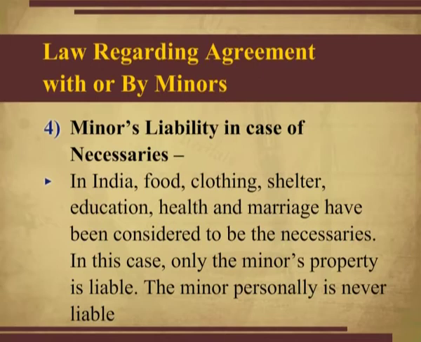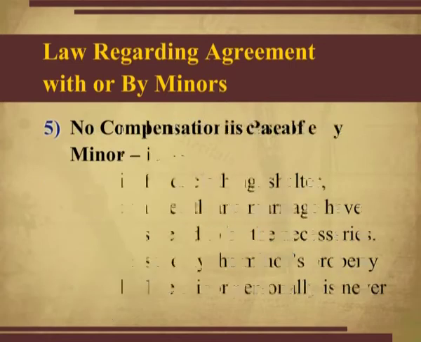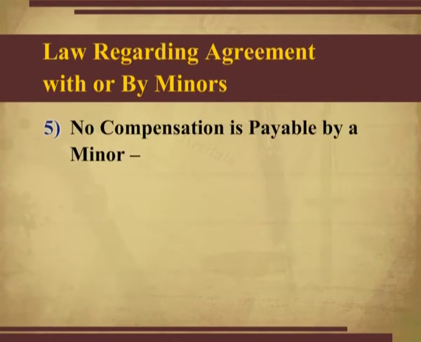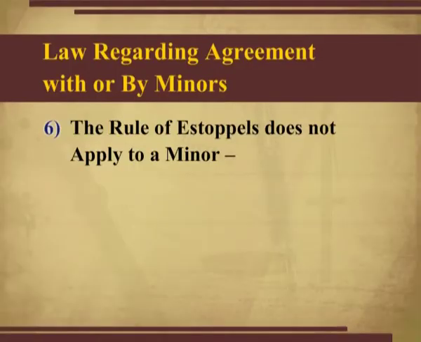The minor personally is never liable. Another important point related to a minor is that no compensation is payable by a minor. If a minor receives some benefits under an agreement which is void due to his minority, he cannot be compelled to refund such benefits or compensate for any benefit received. The next important point is the rule of estoppel does not apply to a minor.